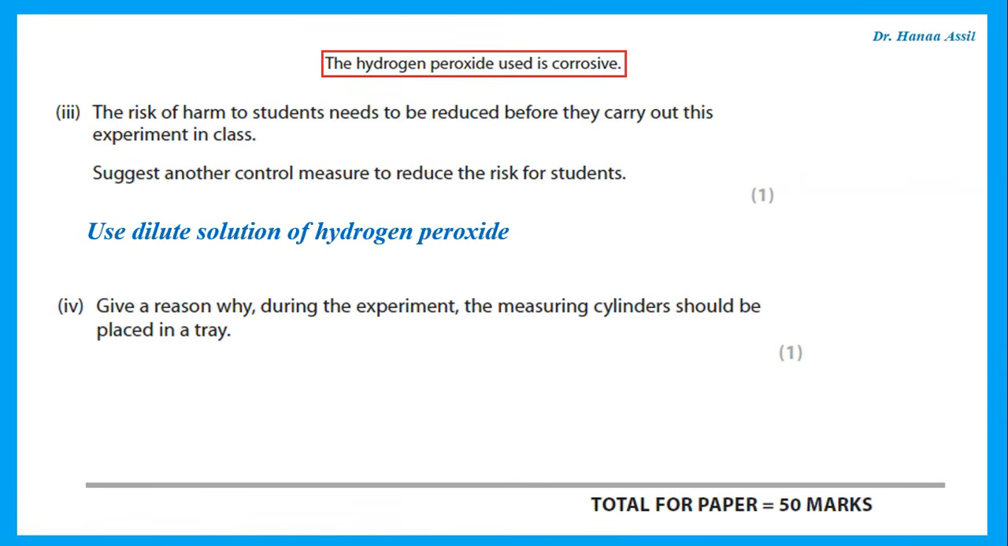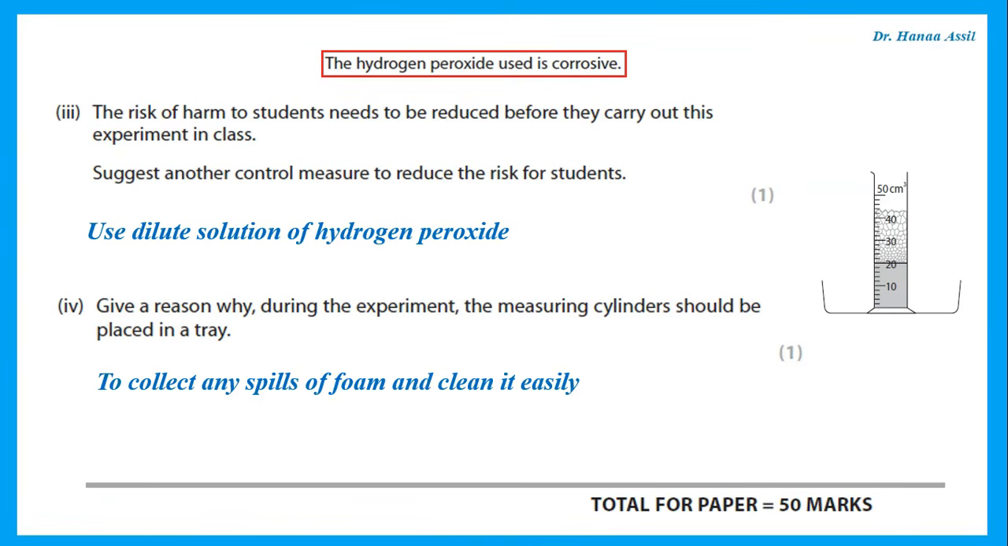Give a reason why during the experiment the measuring cylinders should be placed in a tray. So the measuring cylinder is placed in a tray. Of course, if the foam is too much and it spills over, then having it in a tray is much better to collect any spills of foam or to allow the spills to be cleaned easily.